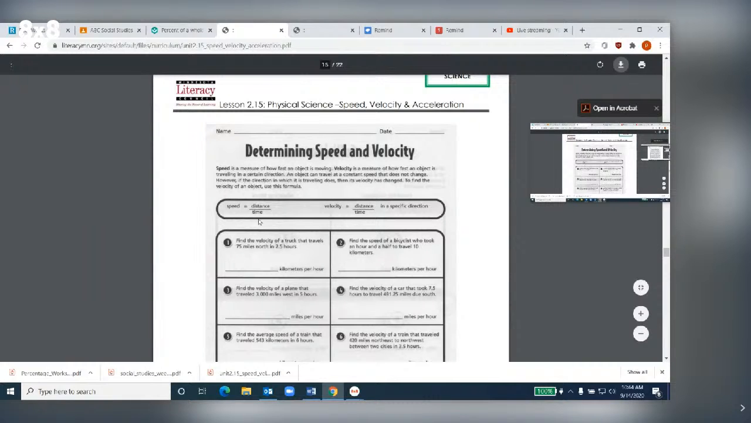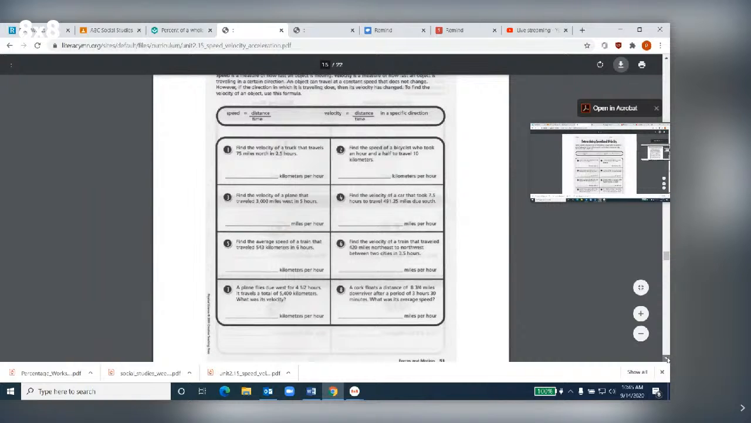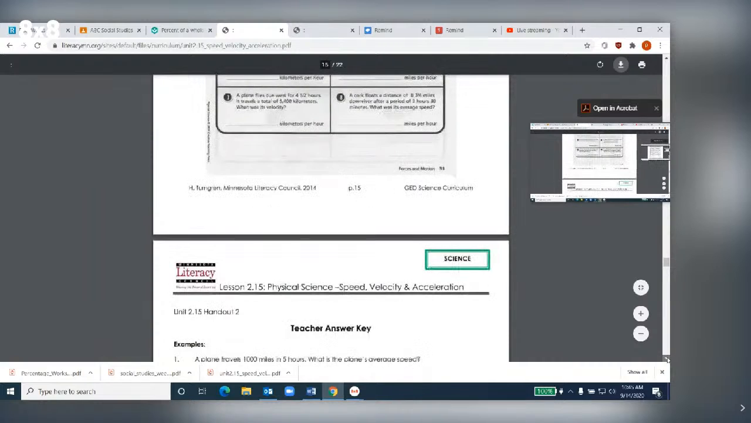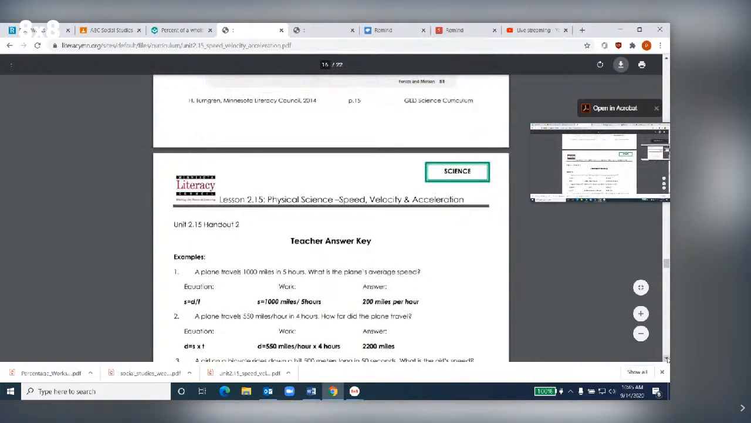Okay, so this is 75 miles over 2.5 hours. So you divide 2.5 into 75. This one, an hour to travel 10 kilometers. So these are just basically practice of what we just did. And if you go back up right here on page, I think it's 16, these are all the answers.